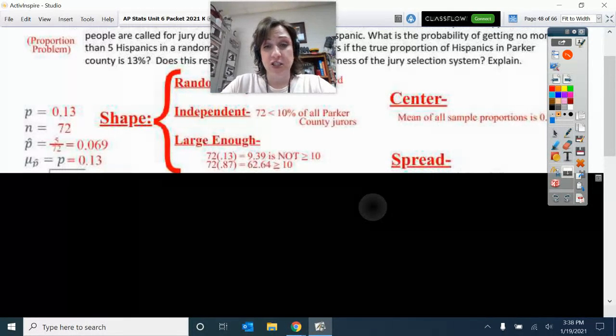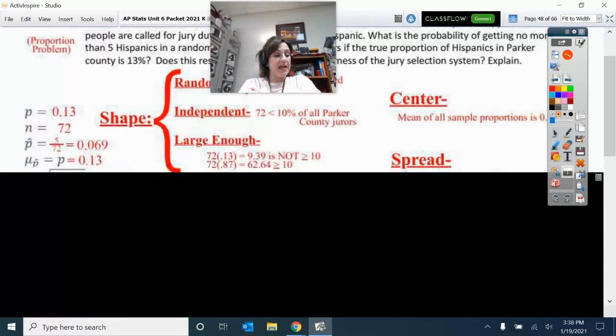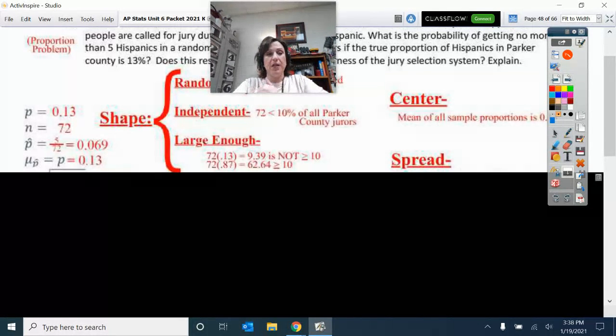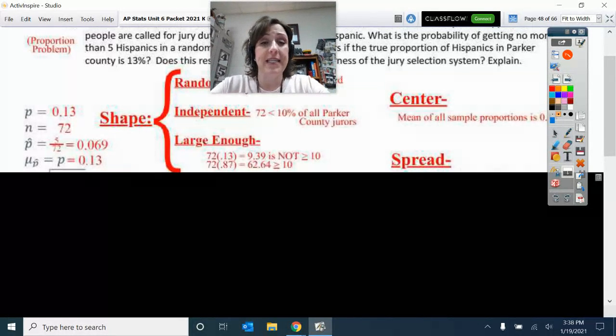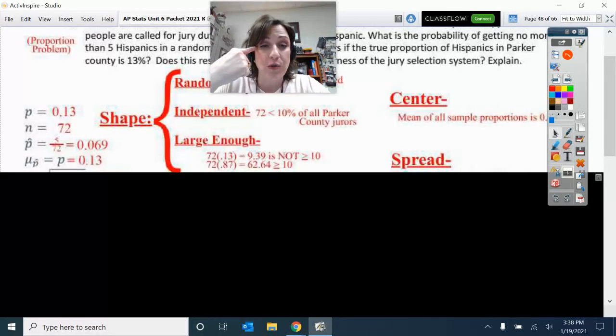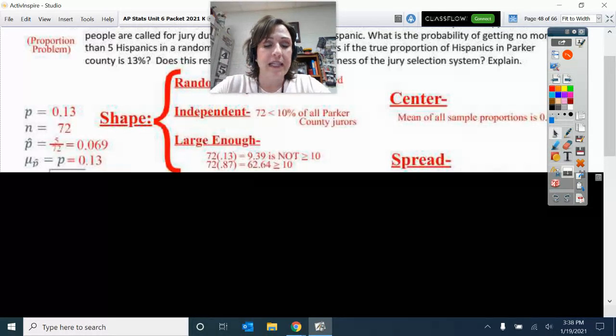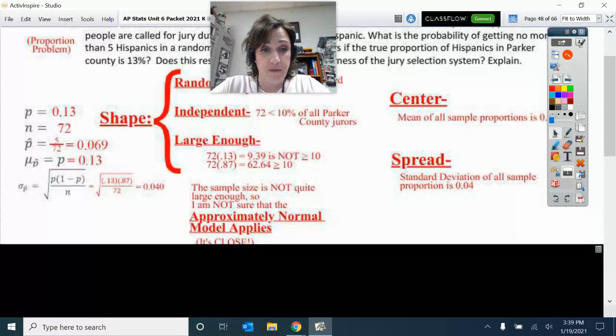Large enough is tricky because let's see what's going on here. So it's a proportion problem. So I need to do n times p, so 72 times 0.13. And that is not greater than or equal to 10. So yikes. Okay, let's look at the next one. 72 times 1 minus p. So that one is greater than or equal to 10. So what I wrote is this.